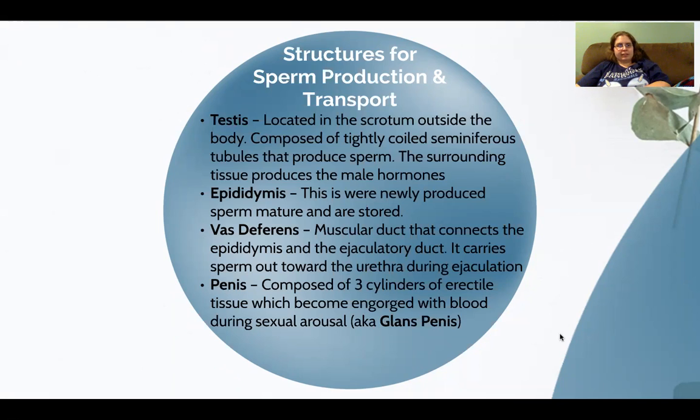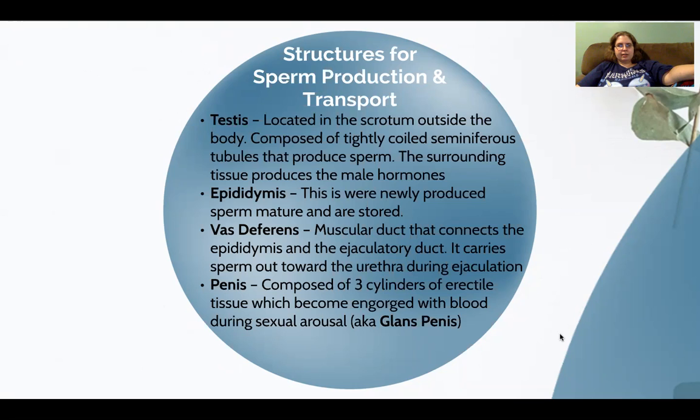On the top of the testes, you have something called the epididymis, and this is where the new sperm have been matured. So the seminiferous tubules make the sperm, but they're not fully functional at this point. They have to mature. So they're sent to the epididymis where they mature and then stored until they're used.